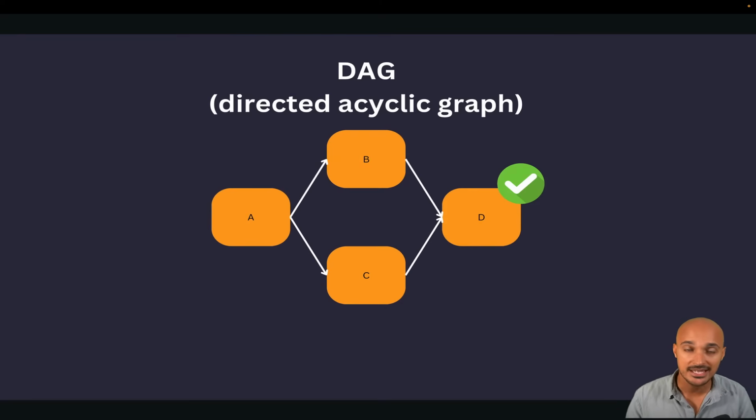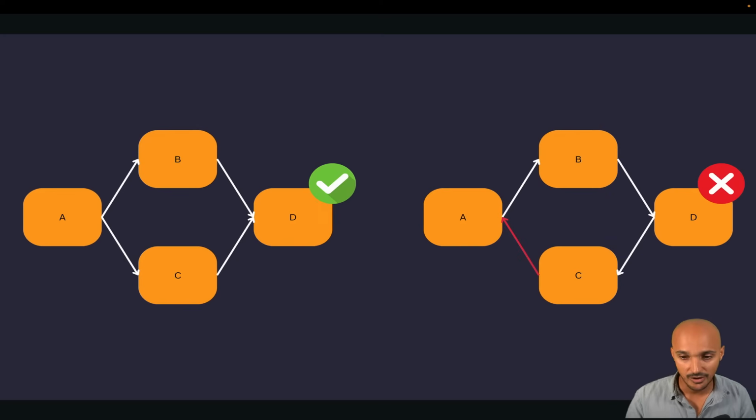The other thing is, there is no cycle in DAGs. So for example, on the right, this is not a valid DAG. Why? Because there is a cycle. You can see that A depends on C, C depends on D, D depends on B, and B depends on A. So you have this cycle, and this is not a valid DAG. If you try to do that in Airflow, you will see an error on the UI. Now you know what is a DAG in Airflow.